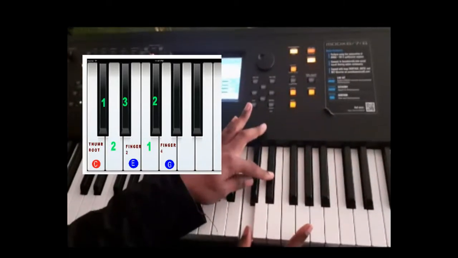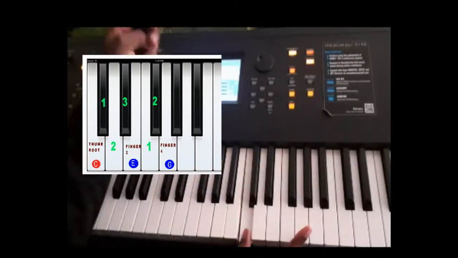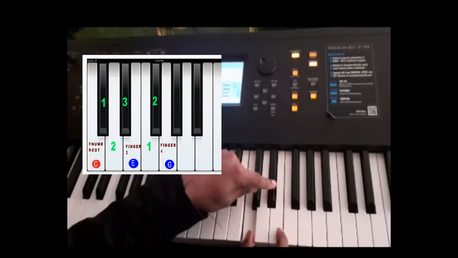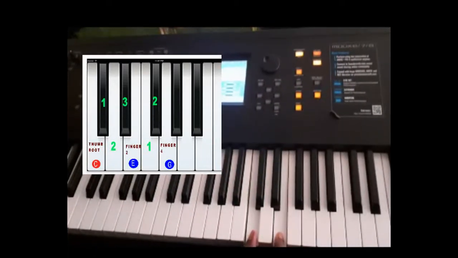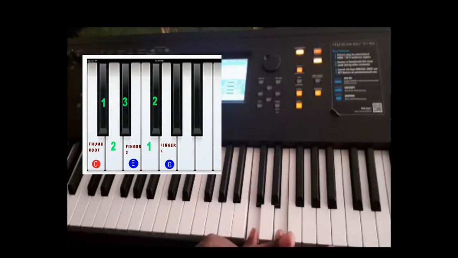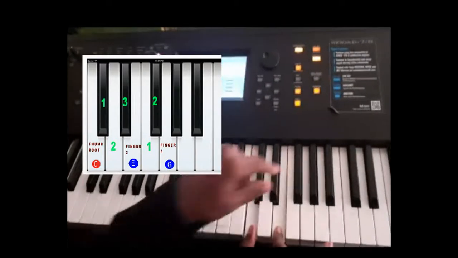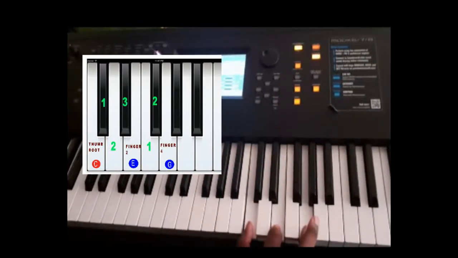Remember, the method is 3 by 2. So 1, 2, 3, and I hold the third note, or the third key. And then I count another 2 steps. 1, 2. I hold the fourth.